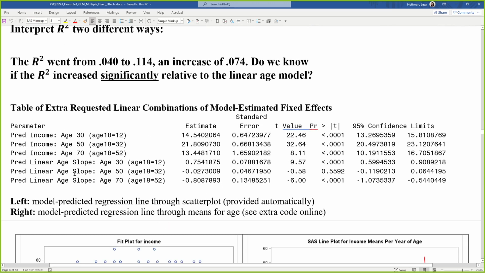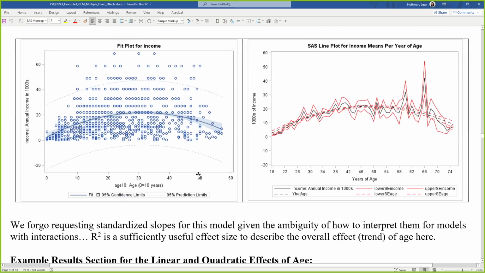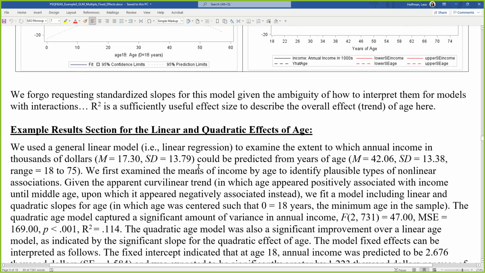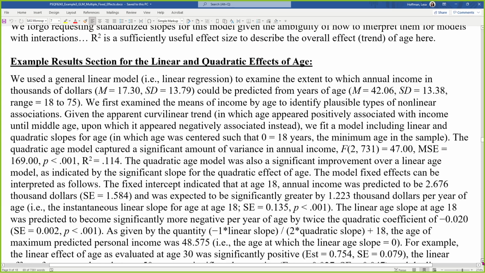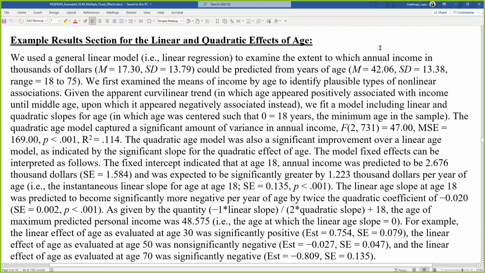And then here's the extra pieces of information that we asked for with respect to predicted income and predicted linear slopes. And here's my pictures. And here's my words. So this is how I would write up this type of analysis in a results section.